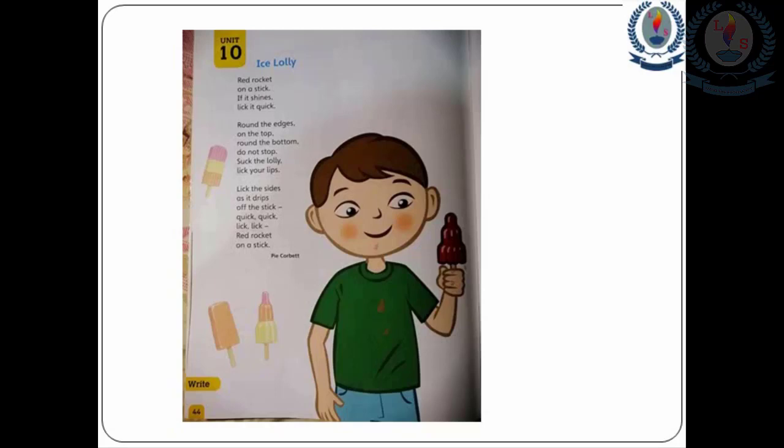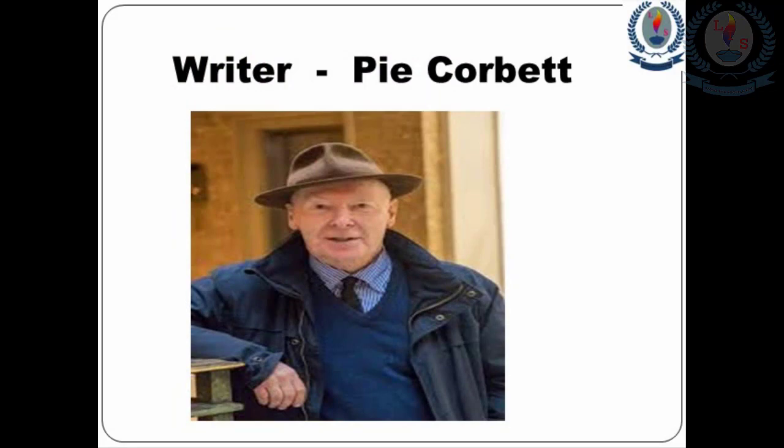Before starting this lesson, children, this is a poem. Before starting this poem, I will tell you who the writer is and what an ice lolly is. I think you can see after the last line of this poem, there is the name of the writer. The writer is Pie Corbett. Now you can see a picture of him. He is a famous writer. He has written so many poems for small children like you.